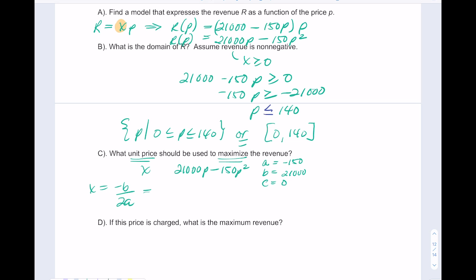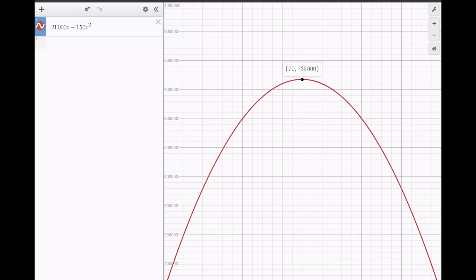Okay, so here we've got negative 21,000 over 2 times a. So this is really negative 21,000 divided by negative 300, which comes out to 70. So $70 per unit will maximize the revenue. Okay, so we'll get the most revenue out of that. We know from looking at the graph already, the revenue would be $735,000.